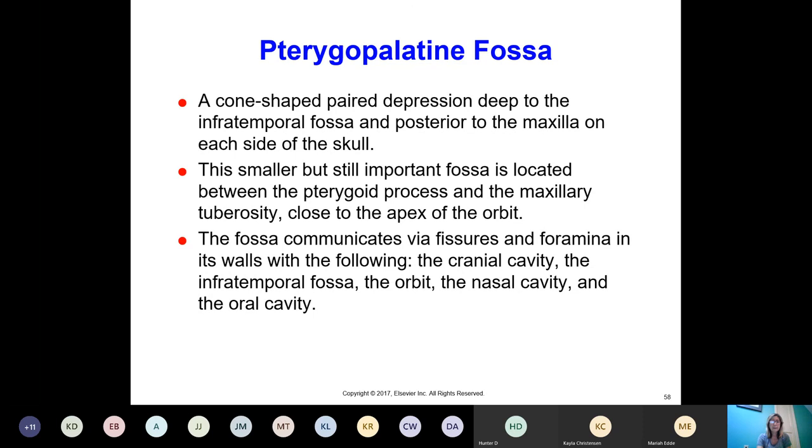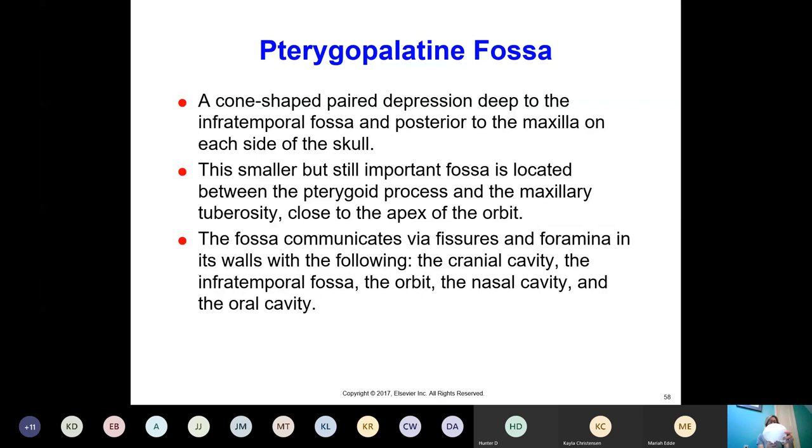The pterygopalatine fossa is a cone-shaped paired depression deep, meaning more toward the middle, to the infratemporal fossa and posterior to the maxilla on each side of the skull. So that's just what I was kind of showing you. It's behind, kind of behind the palate inside.